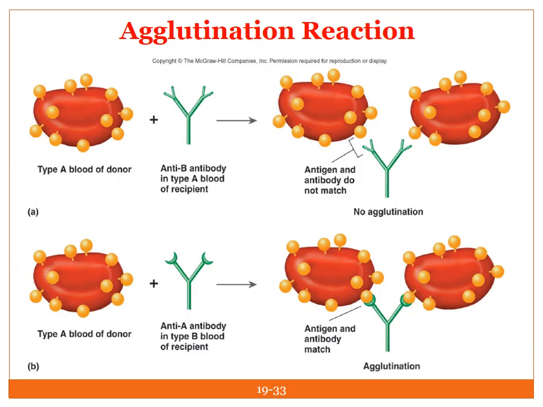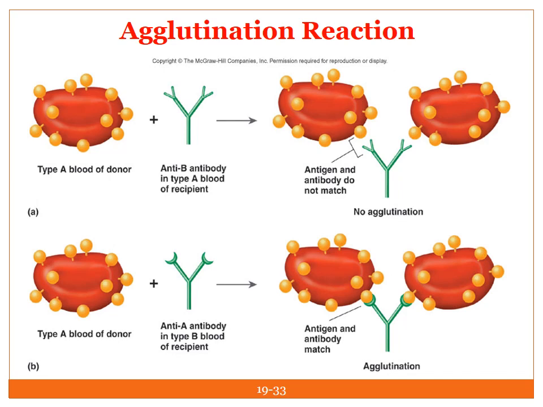Just to illustrate what may happen if you give or receive the improper blood type in a donor-recipient situation. So if a type A blood donor gives his blood to somebody who has type A blood, that person will have the anti-B antibodies in their blood, but the anti-B antibodies will not connect with the type A antigens on the red blood cell surface, and so there will be no agglutination. So the red blood cells will not be clumping together.